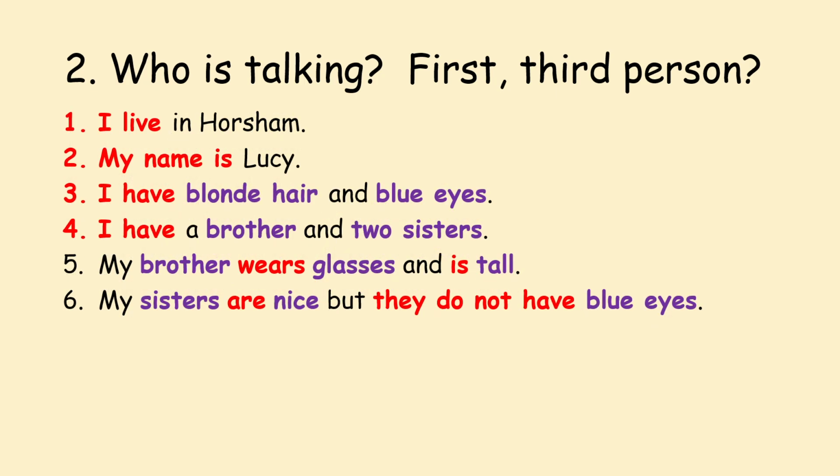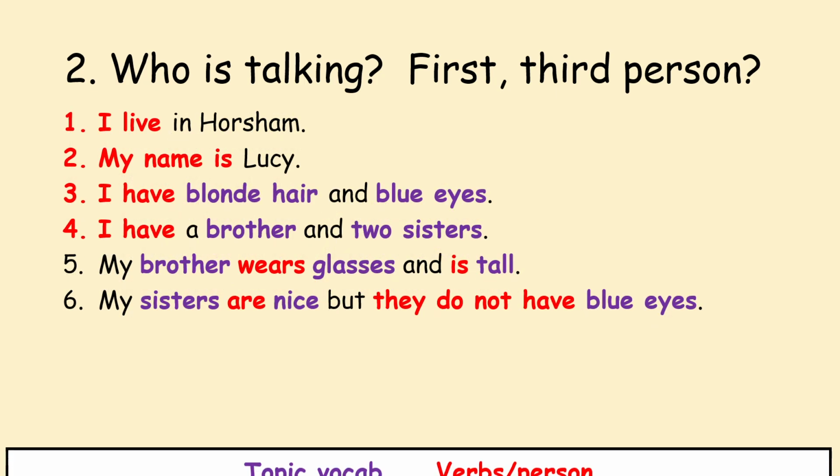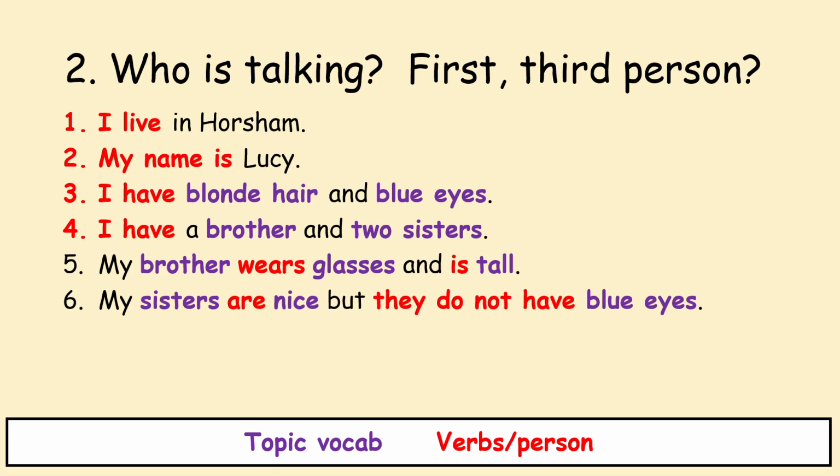And here are our answers. So in red is what I've gone for. So verbs and person. So I live, first person, I. Live is the verb. My name is. Still talking about the first person, even though we don't have the word I, we are saying my instead. I have for 3 and 4.